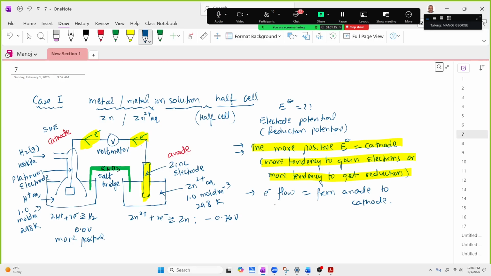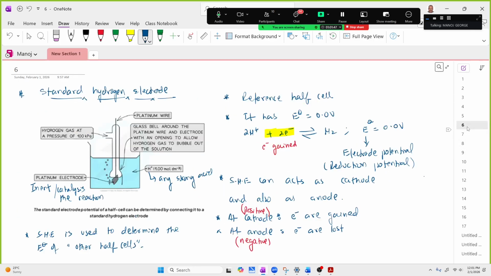Okay. And now can you tell me which electrode is positive and which electrode is negative? Mention that in the Zoom chat. Which electrode do you think is positive and which is negative? I'll open this page once again.